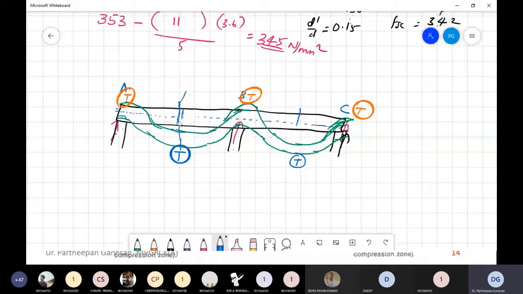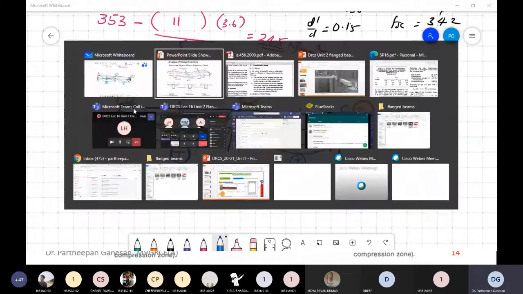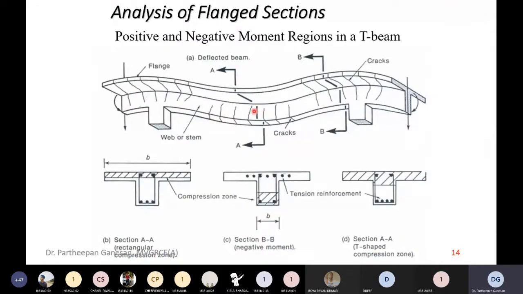See here at this region, your tension is at the bottom. But when it is near the support, your tension is at the top. Now if you see this figure, this is the beam, and this beam is carrying this slab in a perpendicular direction. This is section AA and this is section BB, which is near the support. Now section AA, here it is.